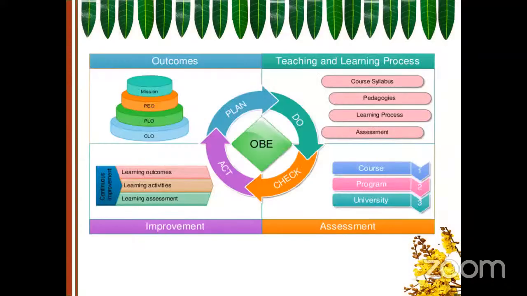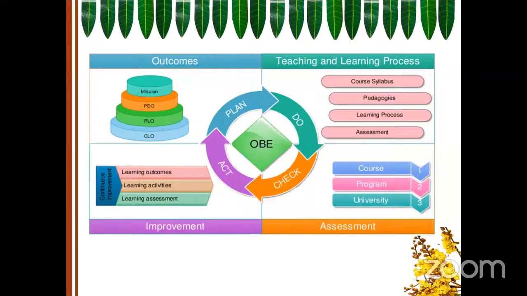If we look at the complete picture of outcome-based education, we have 4 different aspects. The first aspect is to plan. This we are going to talk about in the next session tomorrow. That's about how we can draft a vision and mission for the institute, and once the vision and mission are there, how you come up with the PEOs, PLOs, and CLOs, that is, the program educational objectives and the course outcomes.